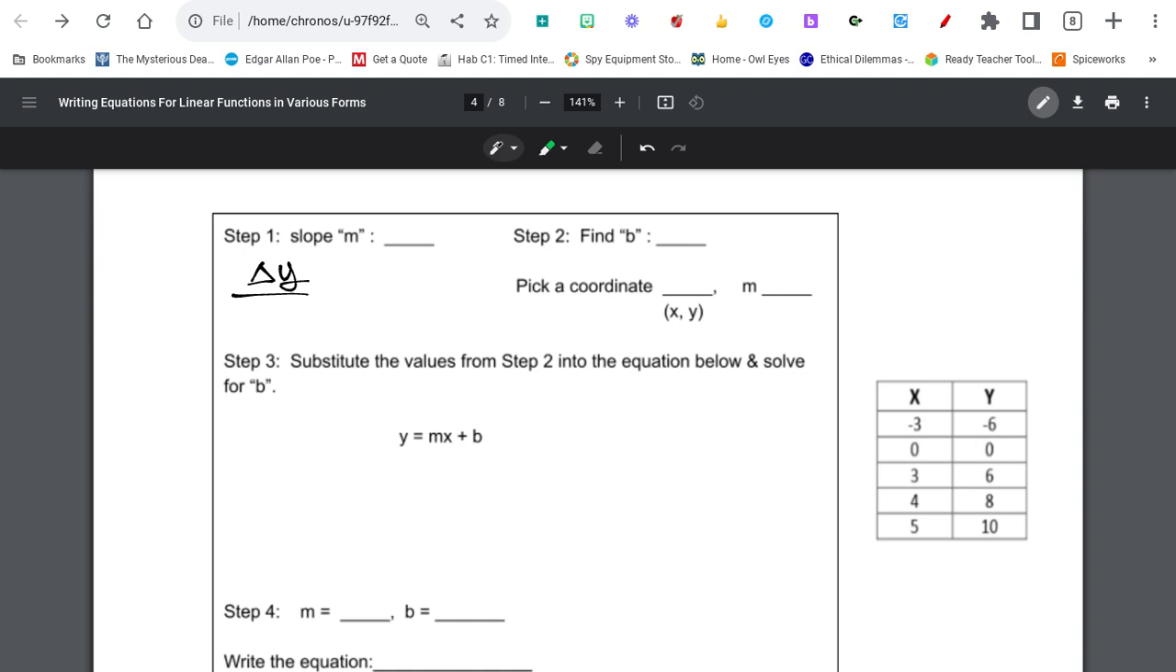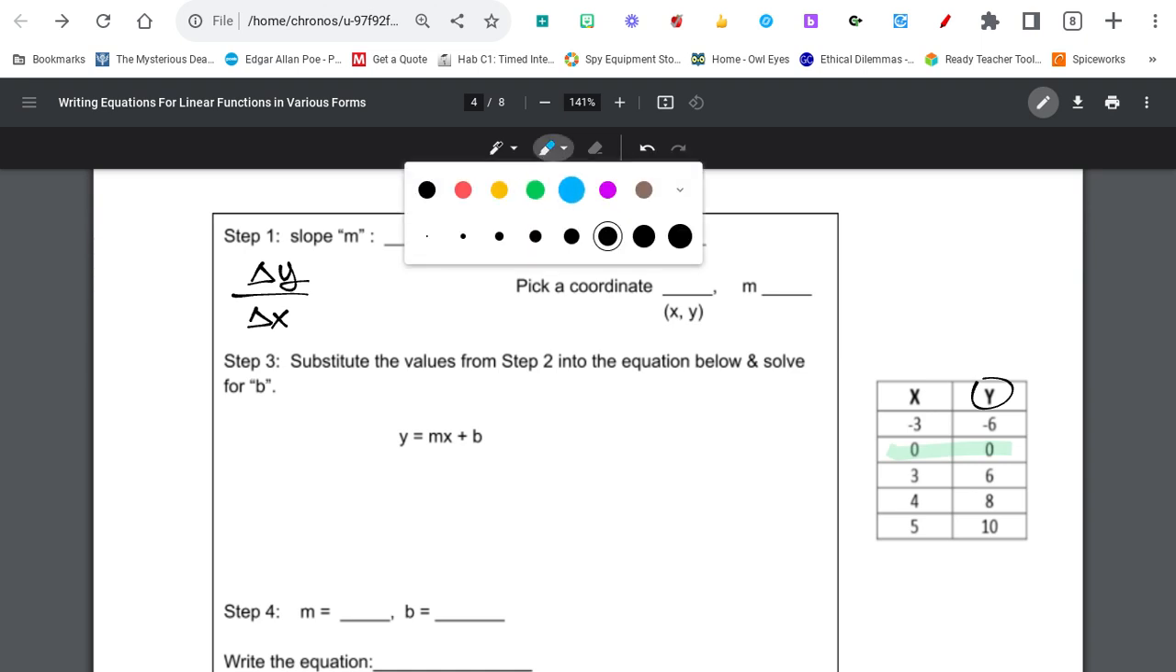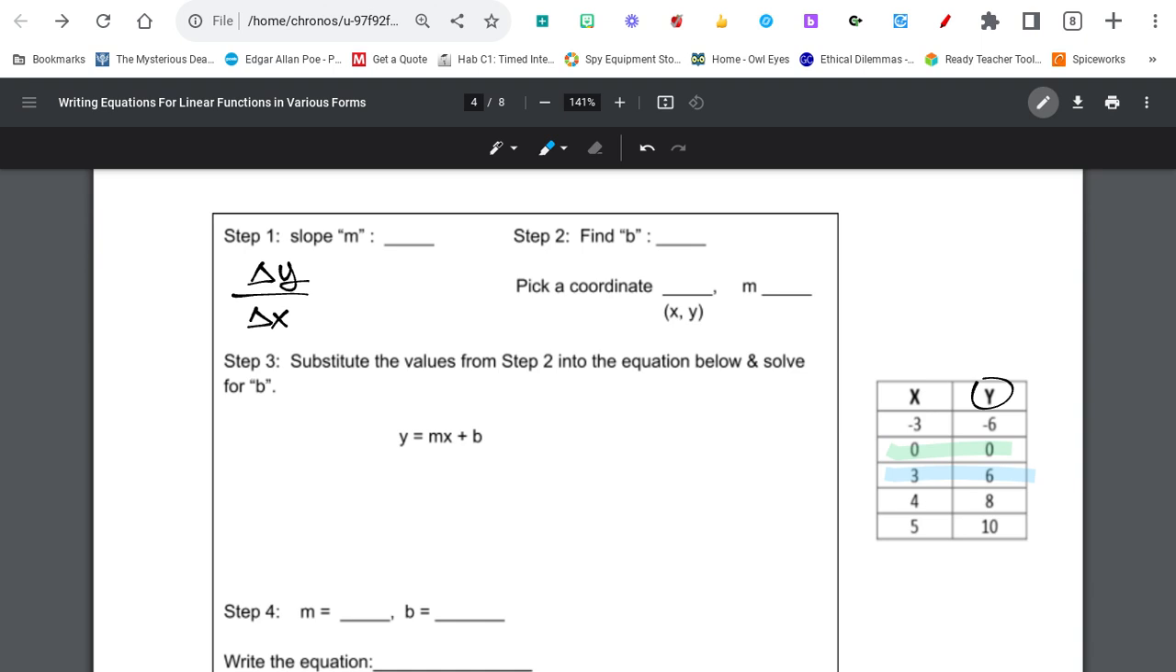From a table, you're going to use the change of y over the change of x. Starting with your y's, I'm going to pick 2 points, ones that I know I can add. I don't want y'all picking something with negatives if you're not good with it, okay? So I picked those 2. What am I doing to 0 to get to 6? I'm adding 6. So the change in y will be 6.